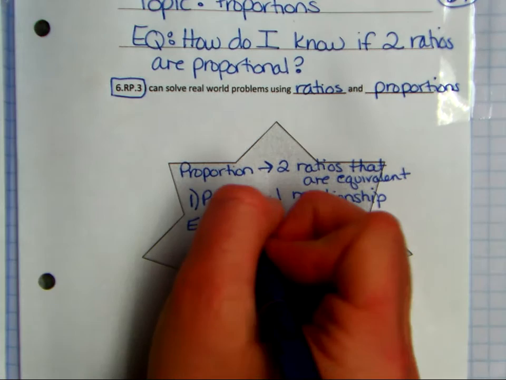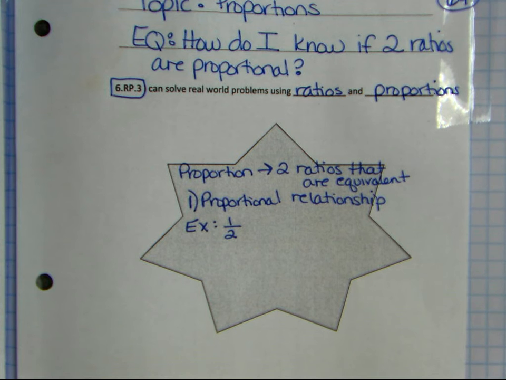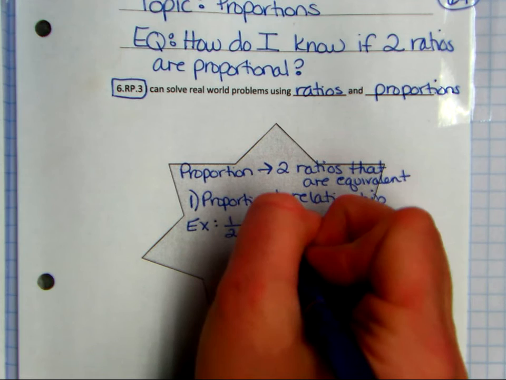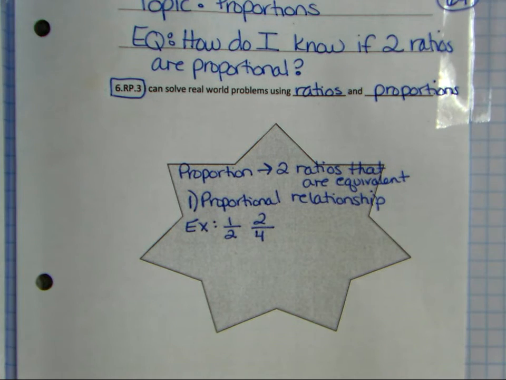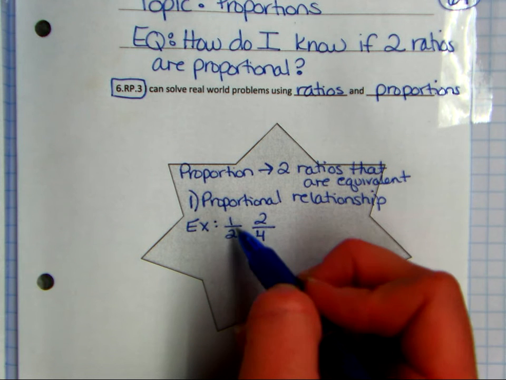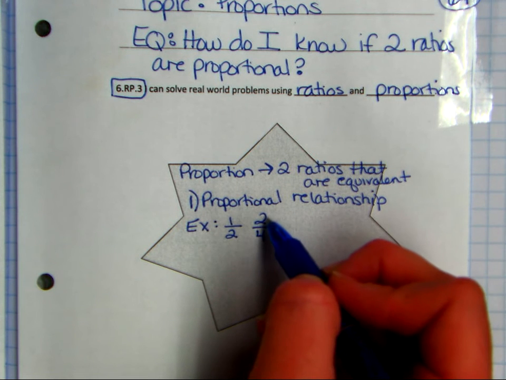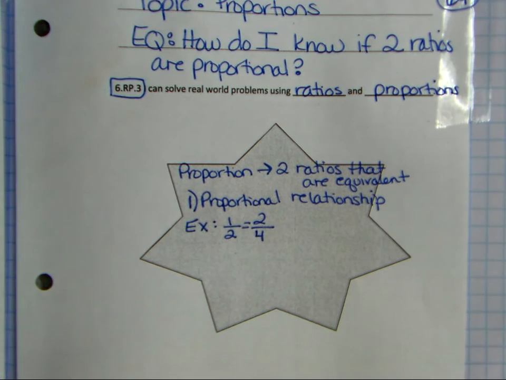So we can look at, for example, 1/2, and we want to know, is it proportional to 2/4? So we can look at 1 goes into 2 times. So I can multiply 1 by 2 and I get 2. Can I multiply 2 by 2 and get 4? Yes, I can. Therefore, they're proportional.